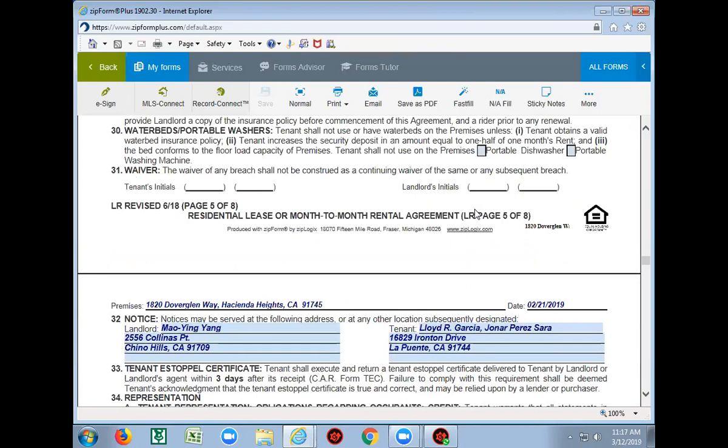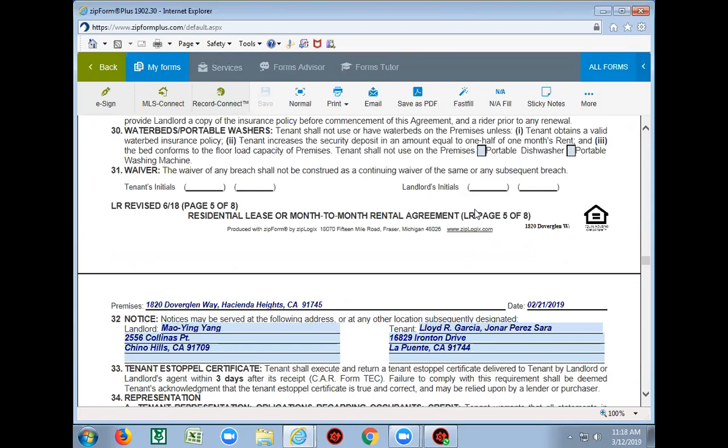Okay, number 30. I don't think anybody's still using a waterbed or portable washers. Tenant should not use or have a waterbed on the premises unless tenant obtains a valid waterbed insurance policy. It may flood. Tenant increases the security deposit in an amount equal to 1/2 of 1 month's rent. So that means if you have a waterbed, you're going to have an increased deposit.